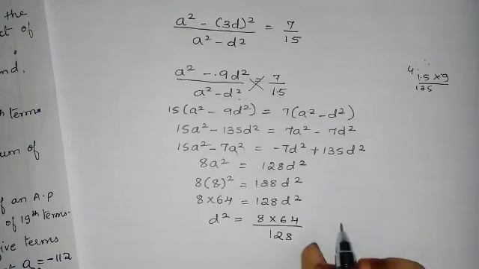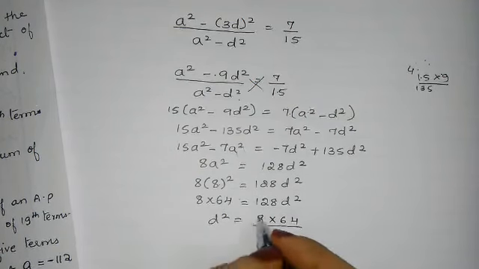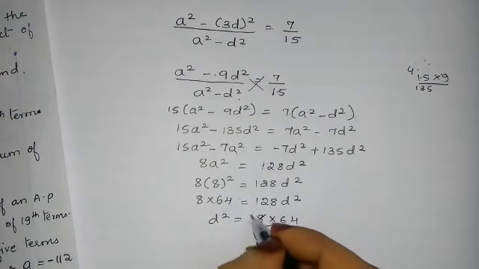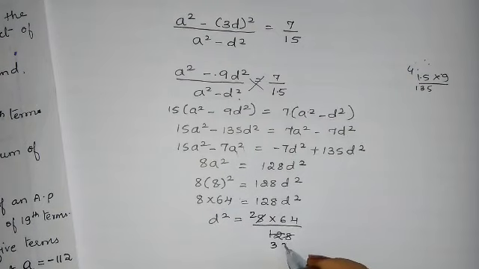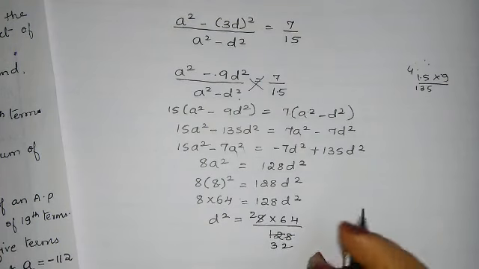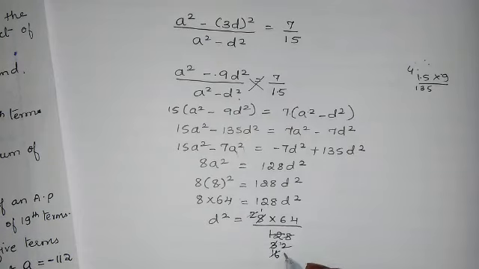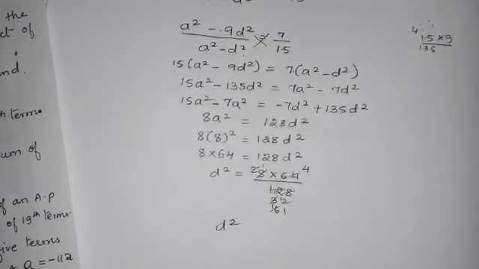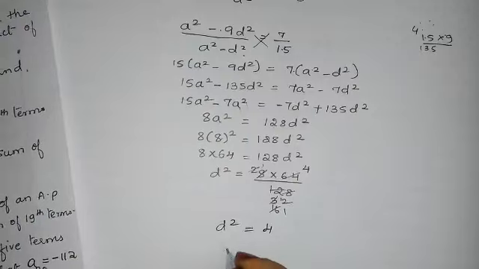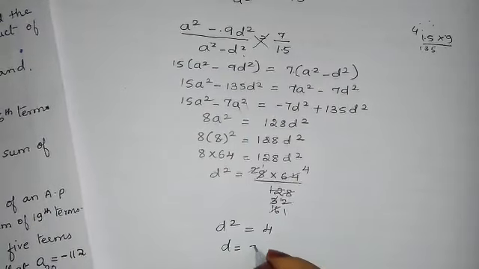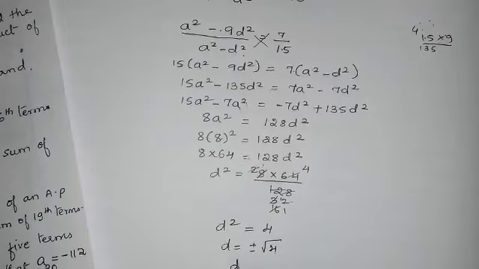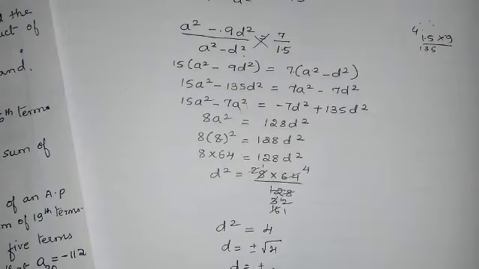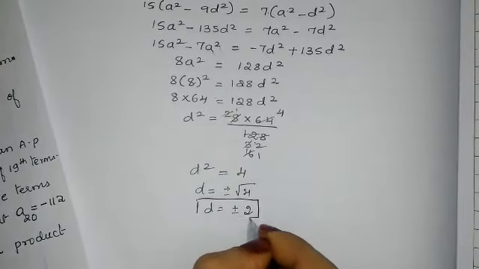So we know that 64 divided by 128 is half, and 8 times that is 4. What we got? D square is equal to 4. D is equal to plus or minus root 4. D is equal to plus or minus 2. So we got here D value is plus 2 or minus 2.